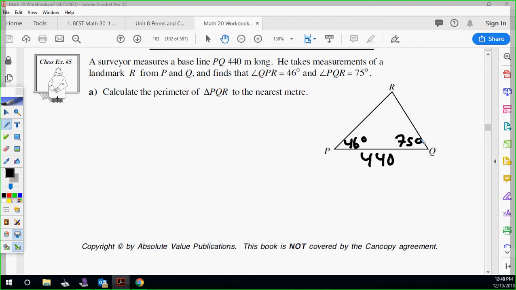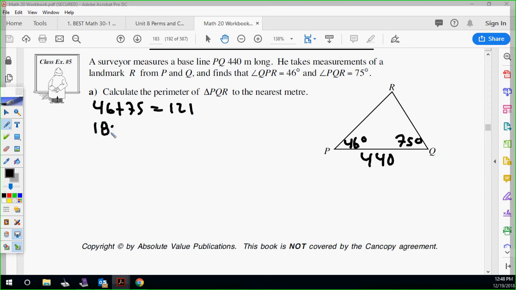So that means we got to find the other two sides. Here's a tricky thing. Do we know what angle makes 440 yet? But we can get it, right? Because we have 2 of 3 right now. So we can find that missing angle right now. So we're going to do that first. We're going to go 46 plus 75. Because, guys, to use sine law, you need to have one full comparison. If you don't have a full comparison, you can't do it. Okay? 75 plus 46 is 121.